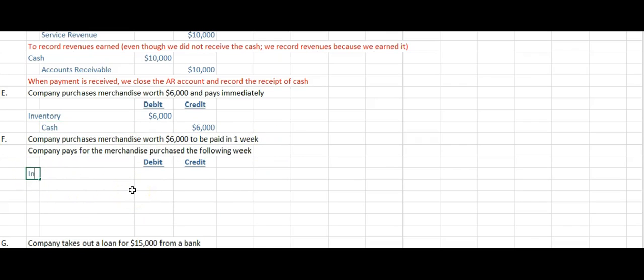Okay, again, first you put the inventory which you got, right? But you haven't paid it yet. So instead of putting cash, you're going to put accounts payable, right? $6,000. Once you pay, you put accounts payable here because you went ahead and paid what you owed, right? So you close the payable. Okay. And then the cash goes out.